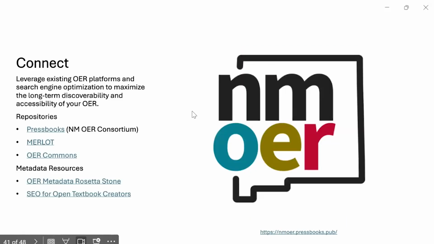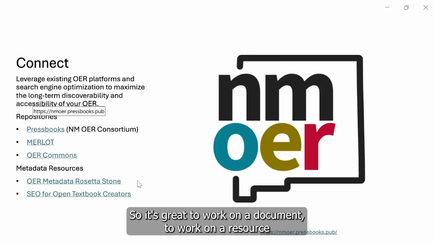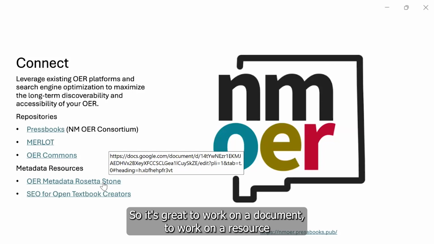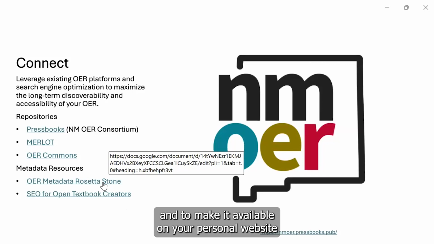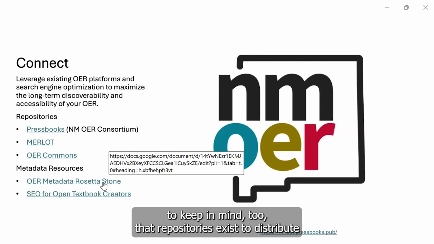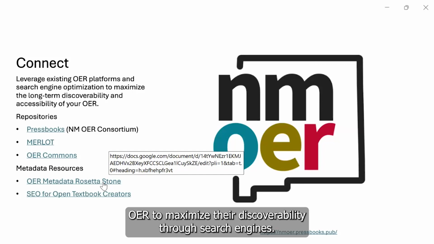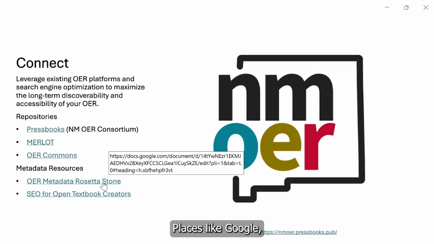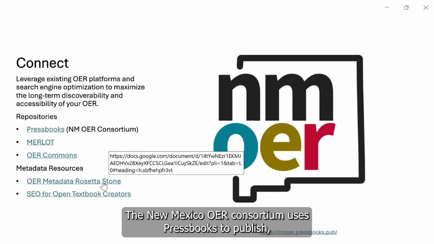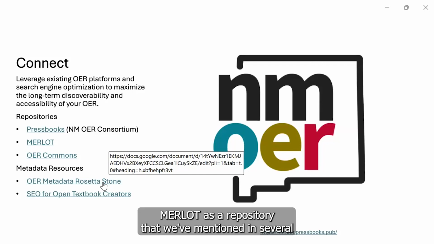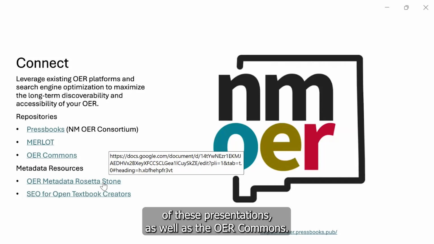And then finally, connection. It's great to work on a document, to work on a resource, and to make it available on your personal website or your department or your project website. But it's always useful to keep in mind, too, that repositories exist to distribute OER to maximize their discoverability through search engines, places like Google, MOOCs, other kinds of resources. And so, again, Pressbooks, the New Mexico OER Consortium uses Pressbooks to publish. Merlot is a repository that we've mentioned in several of these presentations, as well as the OER Commons.